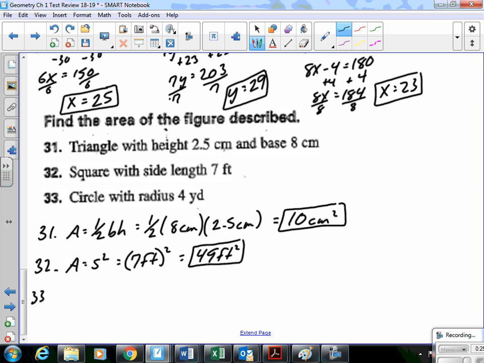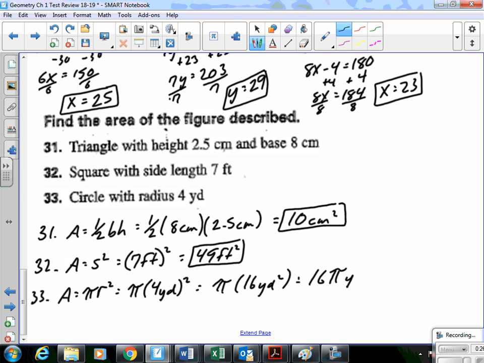And then 33, a circle with a radius of 4. Area of a circle is pi times the radius squared. So it's going to give us pi times 4 yards squared. Or pi times 4 squared is 16 yards squared. Or rewrite that as 16 pi yards squared, which we could leave it there.